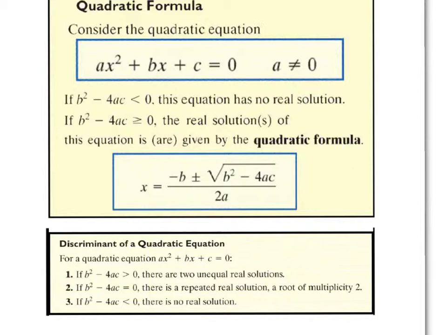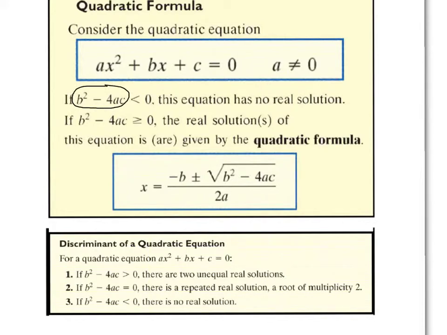In a quadratic equation with a different than 0, it looks like ax squared plus bx plus c equals 0. Now we're going to have three cases. First, we need to find the value of the discriminant, which is b squared minus 4ac. So b squared minus 4ac.